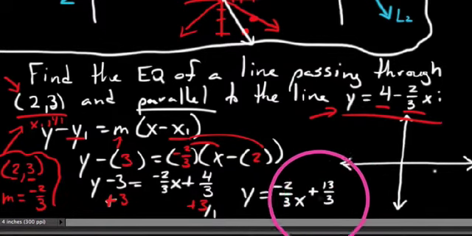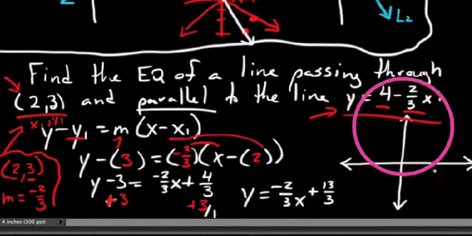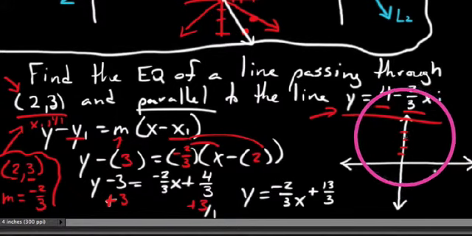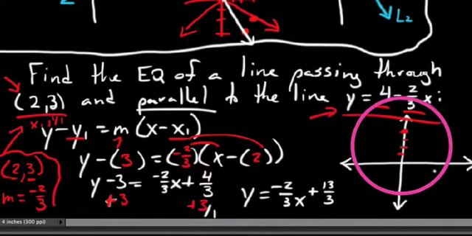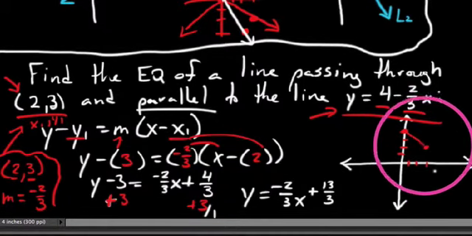So if we imagine this here, we say this first line was up 4, 1, 2, 3, 4. And then it went down 2 and over 3. So 1, 2, and then out 3. 1, 2, 3. Right there. So here's our first line.